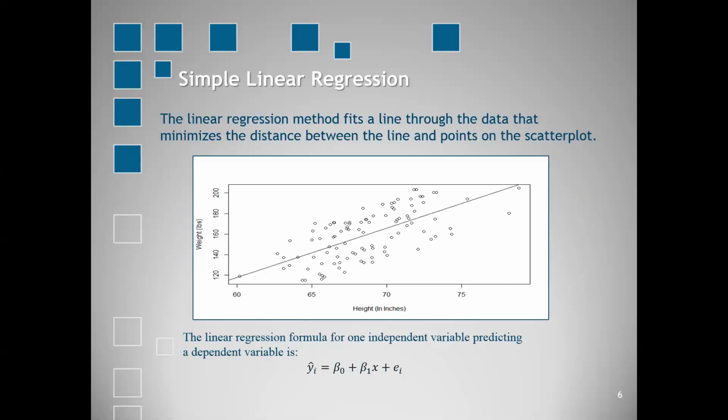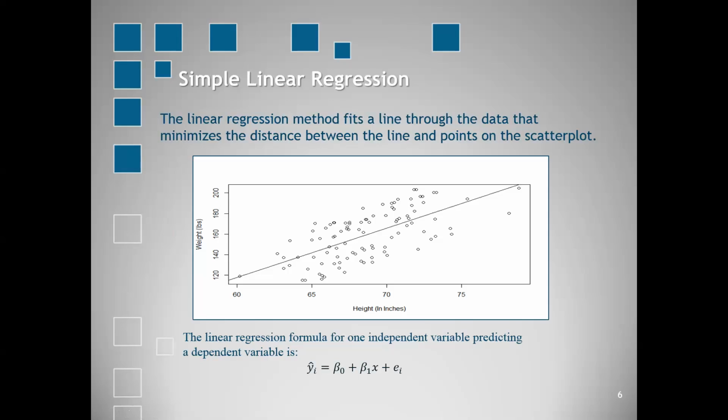As I just stated, y hat is the predicted value of the dependent variable for an individual in your data set. Beta sub 0 is the y-intercept. This is the predicted value of the dependent variable when your independent variable is equal to 0. So using the height and weight example, this is your predicted weight when someone's height is 0 inches tall. Beta sub 1 is the slope. The slope is the change in y for a 1 unit increase in x. So this would be the change in your weight, using our example, for a 1 inch increase in height.